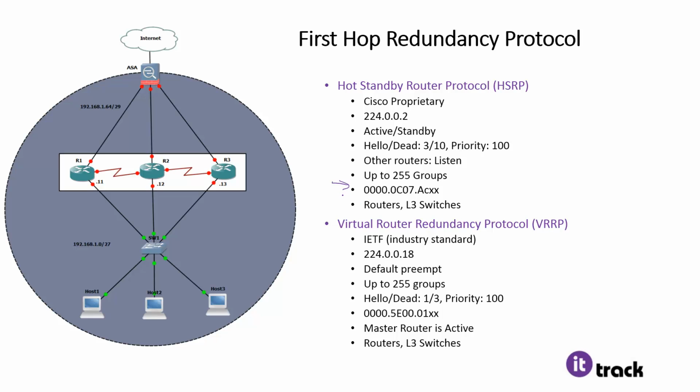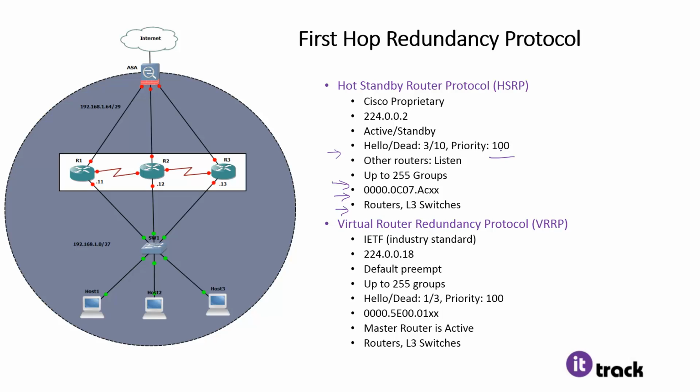Now with HSRP, the virtual MAC address, and we'll talk more about virtual MACs when we get into the GLBP topology, the virtual MAC address for HSRP follows this format. And like I mentioned in the beginning, you can implement this with routers or layer 3 switches as long as it's a Cisco switch. The hello and dead timers, or the hello and timeout interval, are 3 and 10 seconds respectively, and each router configured with HSRP has a default priority of 100.